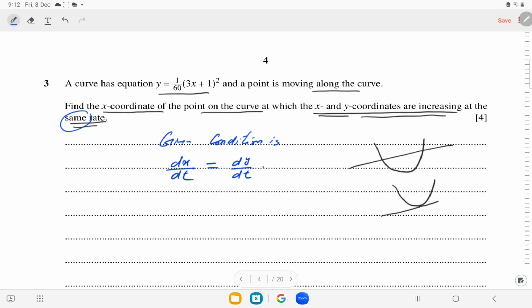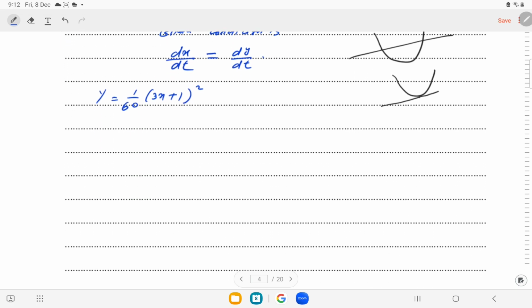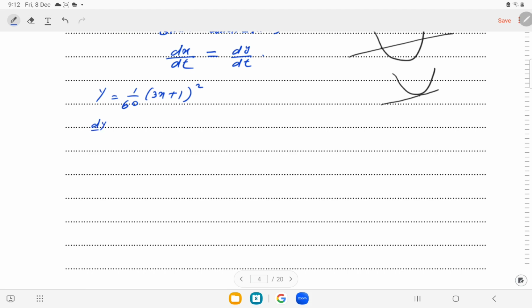So for the given curve, first we need to differentiate y equal to 1 by 60, 3x plus 1 whole square. Now differentiate it with respect to x. What will we get? dy by dx is equal to, we will get 1 by 10, because 3 times 2 is 6. Okay, let me do the steps. First write the power, make 1 less from the power, and the third step, what was that? We have to differentiate the function whose power was given.